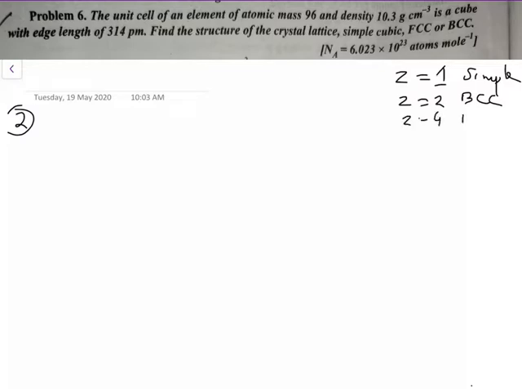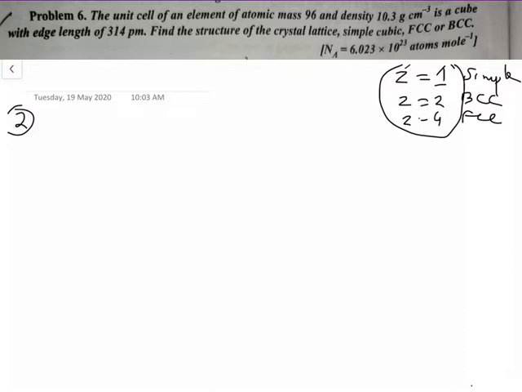And if Z value is coming 4, then you have to say it is FCC. So the question is asking you to find the value of Z, but indirectly they have asked what is the crystal lattice, what is the structure of a crystal lattice. Okay, I'll read the question again and then write down the data which are given.